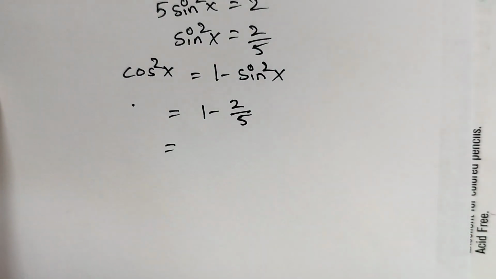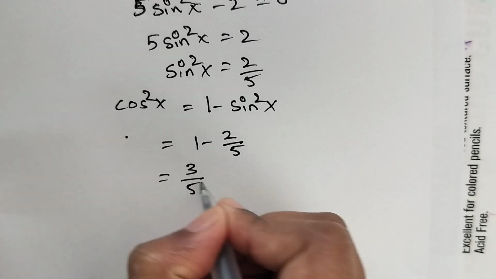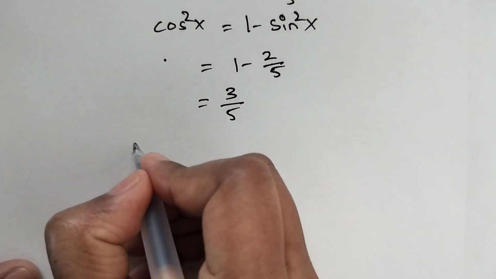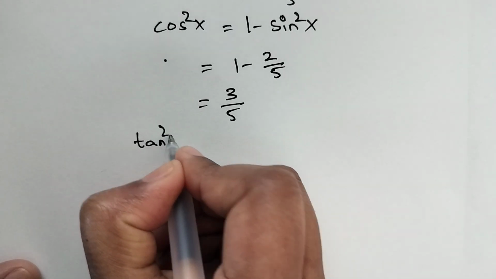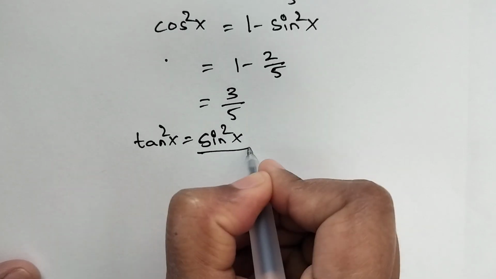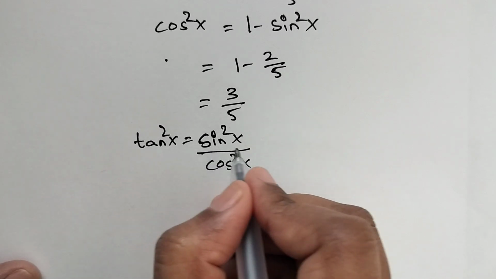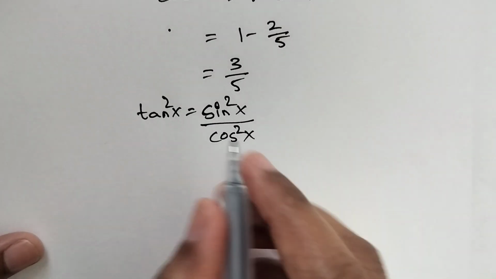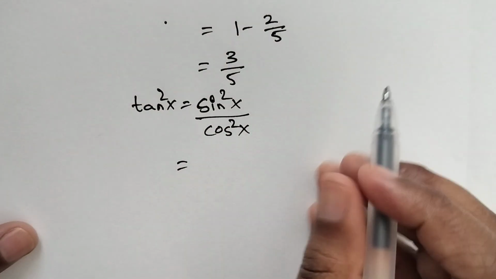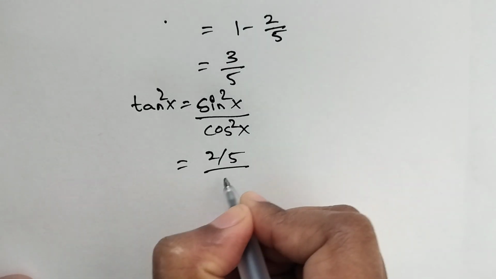So here 1 minus 2 by 5 value is 3 by 5. So now we'll take tan square x is equal to sin square x divided by cos square x. So we know this formula, tan square x is equal to sin square x divided by cos square x. So just substitute the values of sin square x and cos square x in this equation. So now it will be 2 by 5 divided by 3 by 5.